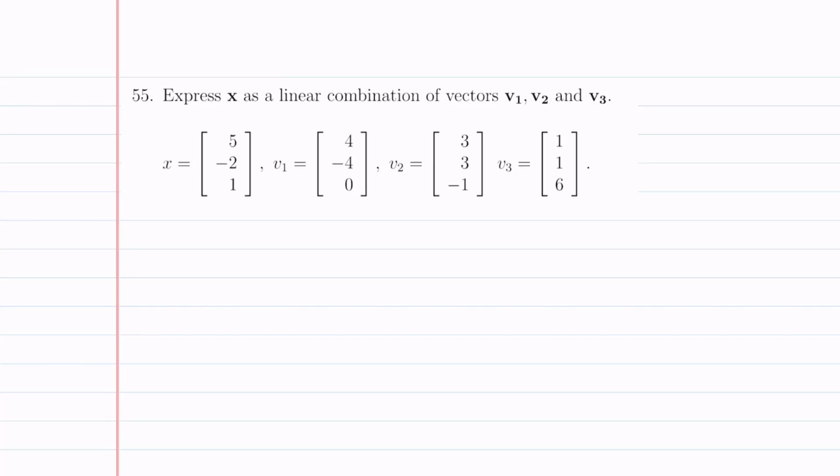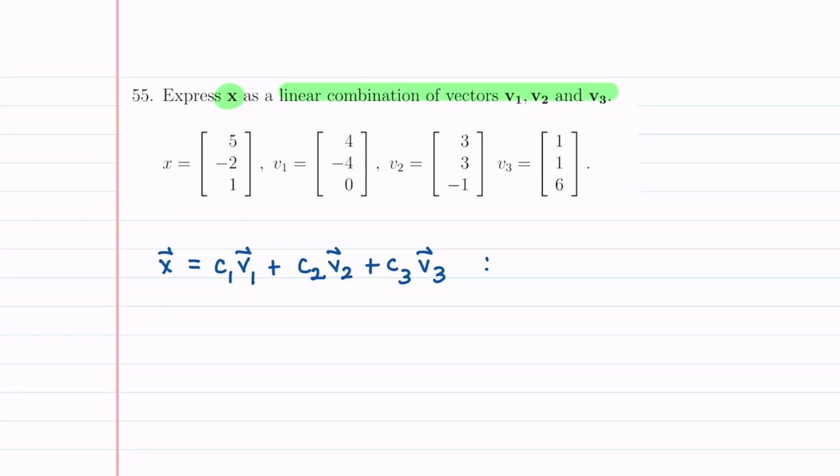In this question, we're going to express vector x as a linear combination of vectors v1, v2, and v3. There are two ways that we can do this, and I'm going to talk about both of those ways. The first way is the way that you usually learn at the beginning of a linear algebra course. You can take a vector x, and you can write it as a linear combination of other vectors. So that's c1 v1 plus c2 v2 plus c3 v3.